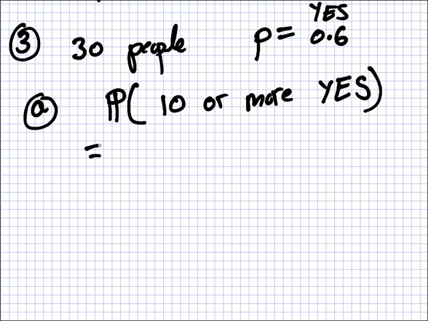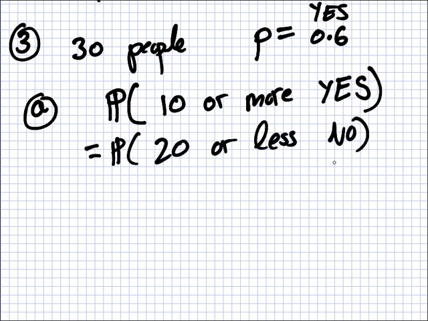Yeah, so just think about it. 10 yeses is how many noes? 20. Okay. 11 yeses is how many noes? 19, yeah. So it looks like you can change this into 20 or less noes. It is 20, because 10 yeses corresponds to 20 noes.